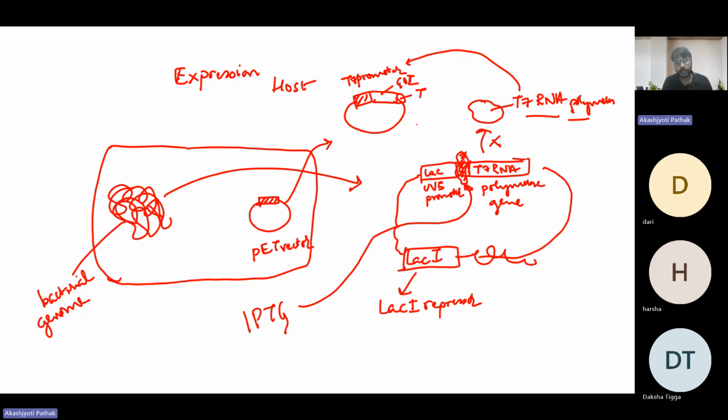Why is such a type of control necessary? Because you do not want the bacteria to continuously express your protein, right? Also, there are certain proteins that, if they are expressed in very high quantity in the bacteria, become toxic to the bacteria. So that is why we follow this IPTG induction method. When the bacteria has reached a particular growth, in the log phase, we add the IPTG, and then the protein expression is induced.